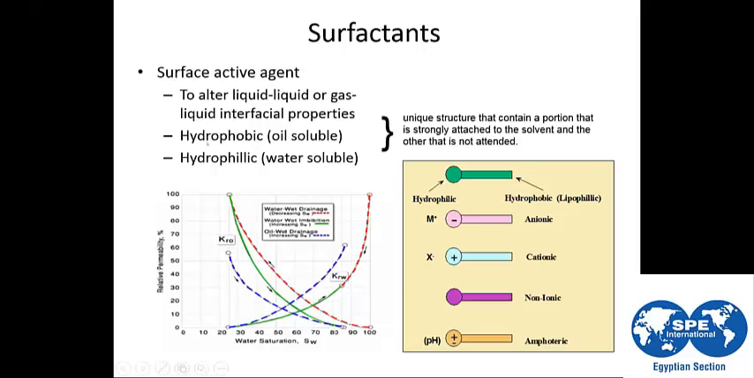So for the surfactant, you have to know two terms. The first one is hydrophobic surfactant and hydrophilic surfactant. Hydrophobic surfactant is oil soluble, so it is soluble in the oil, and we use it to enhance the production of oil. And hydrophilic surfactant is the surfactant that is water soluble, and this is commonly used with the fracture fluid, because we are using a water-based fracture fluid.